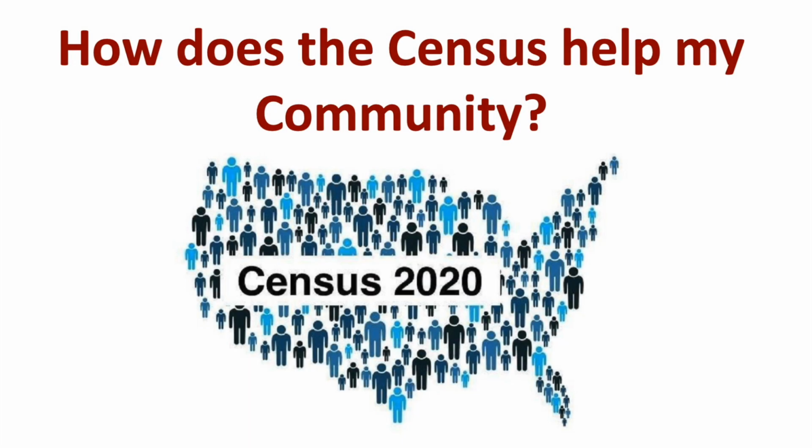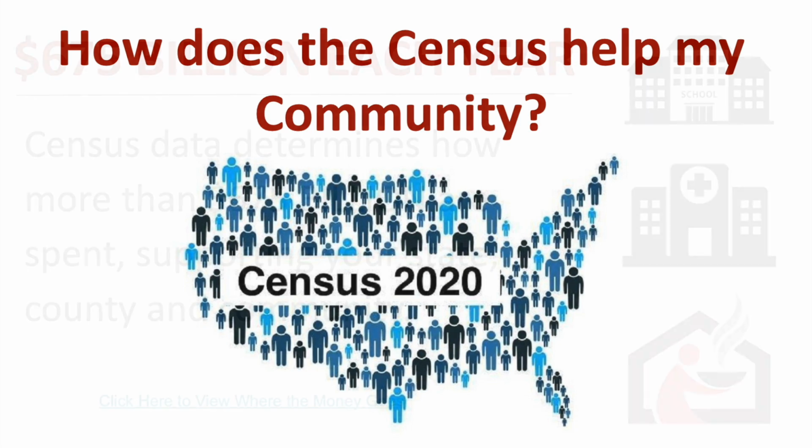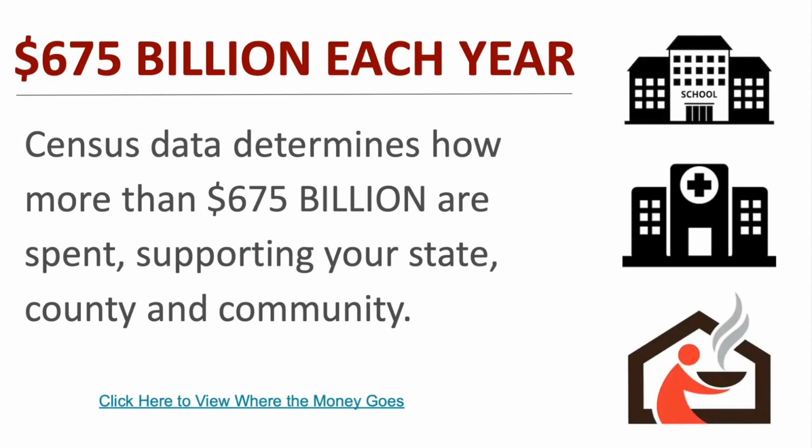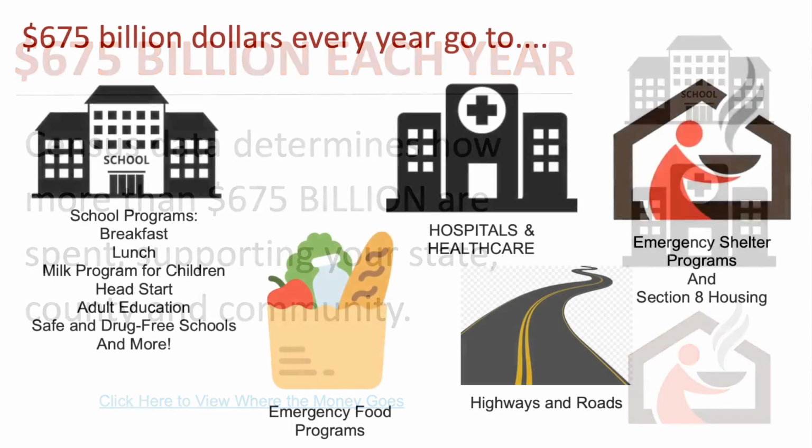The theme for the art contest is, how does the census help my community? So we need to talk and learn about this question before we start the art project. The U.S. Census data determines how more than $675 billion are spent every year on your state, county, and community. That's billions of dollars each year.